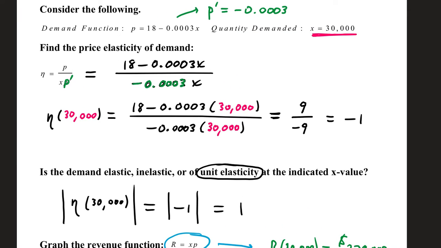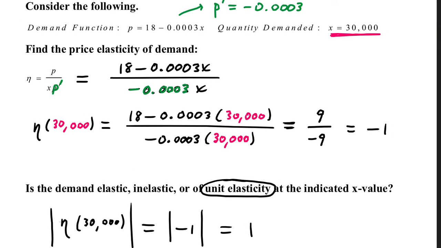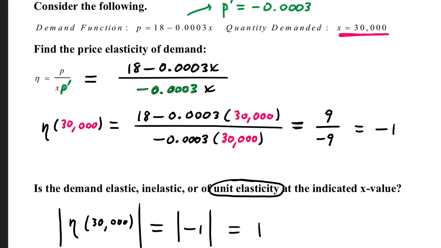Let's do a repeat example, but change up our functions a little bit. Consider the demand function 18 minus 0.0003x. The derivative of that function is just the coefficient of x. The quantity demanded is 30,000 units. Find the price elasticity of demand.